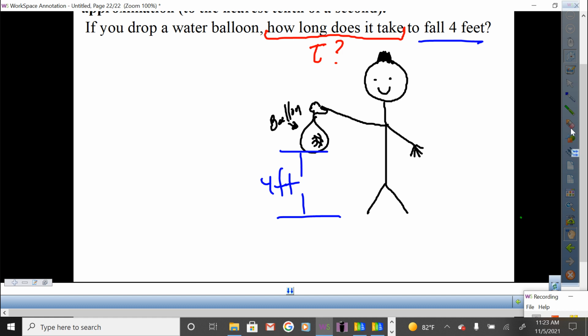All right, so, Noor, which one? Or what did Adrina say? Distance of time equals 16 times t squared. Yes, that is correct. Copy that, please.